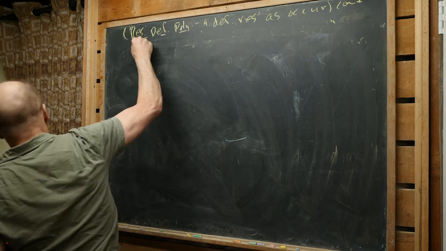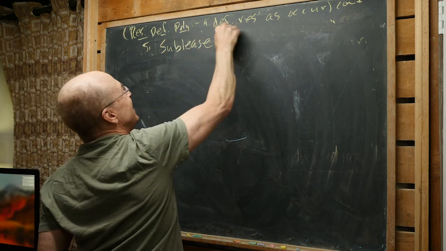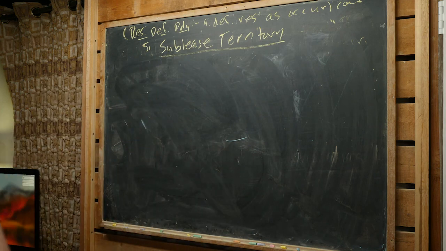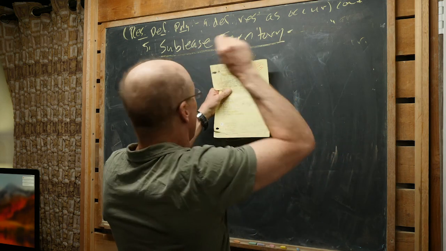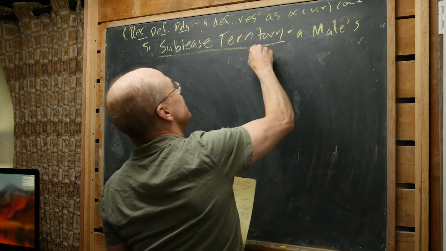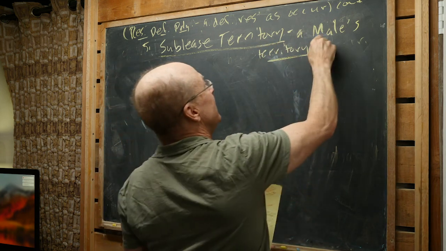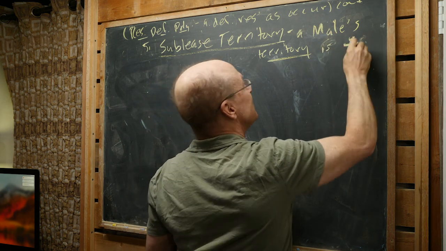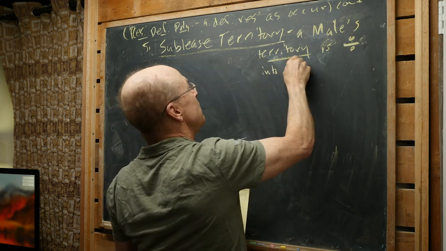So our next one, number 5, is what we call a sublease territory. Whoa! And this one is cool too. In the sublease territory, here's what happens. A male's territory is divided, I'm going to use this classic symbol for division, is divided into several female territories.